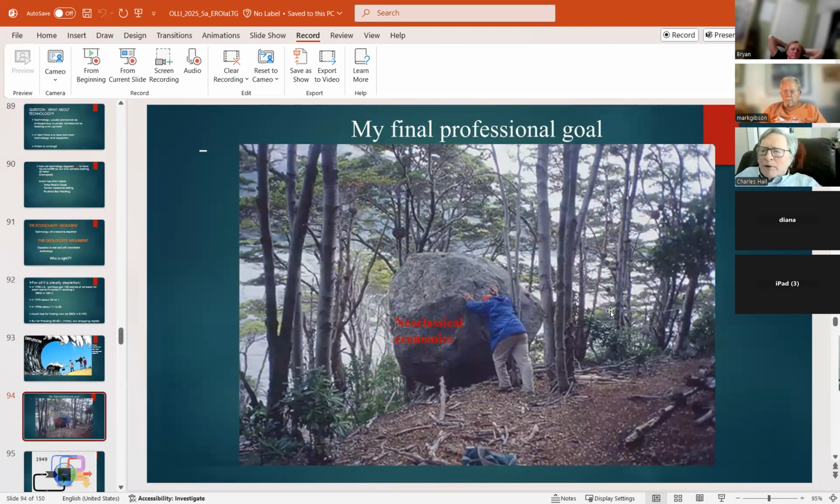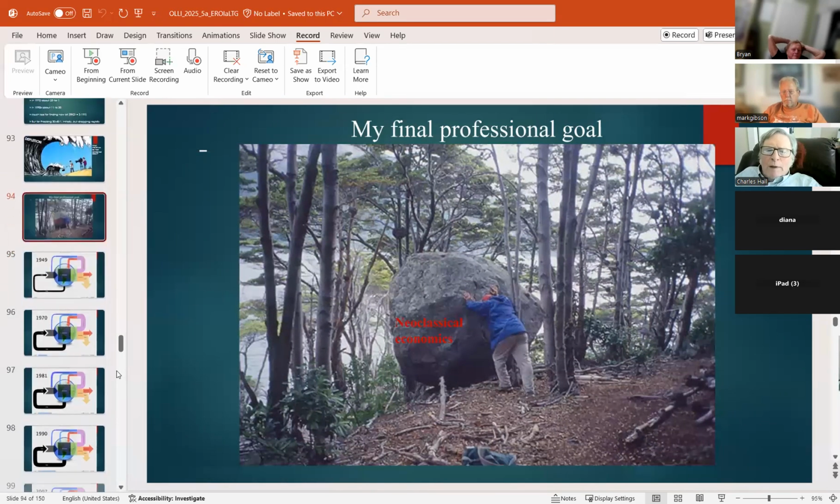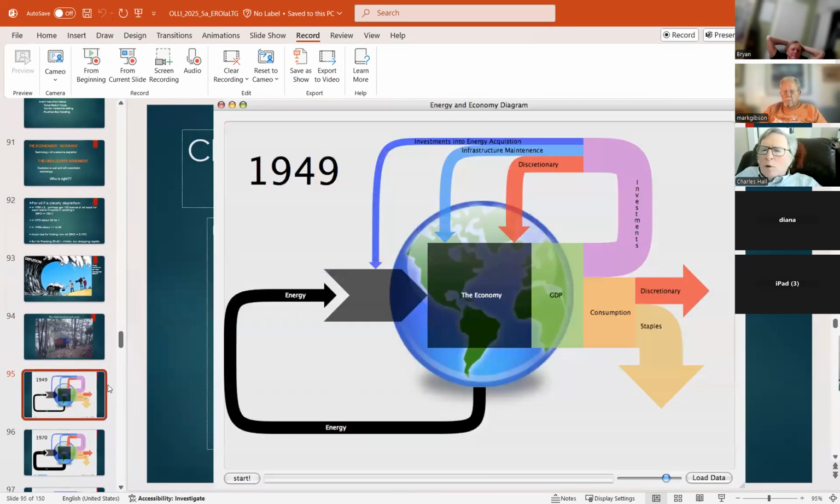Here's my final professional goal, which we will talk about in later lectures. I just want to show you my perception of what EROI means over time. Energy return on investment. Remember, that's my minor claim to fame. I suppose it might be more important eventually. Here's a simple model we made with Bobby Powers and somebody else whose name I can't remember off the top of my head.